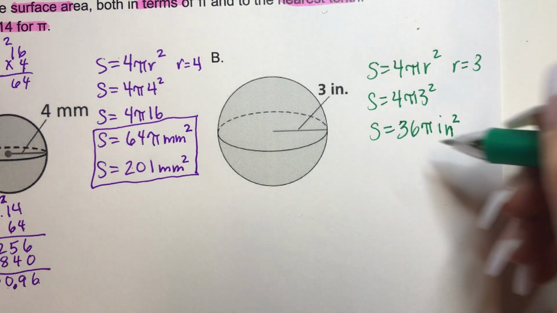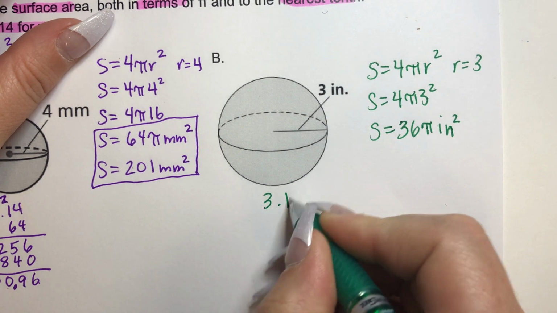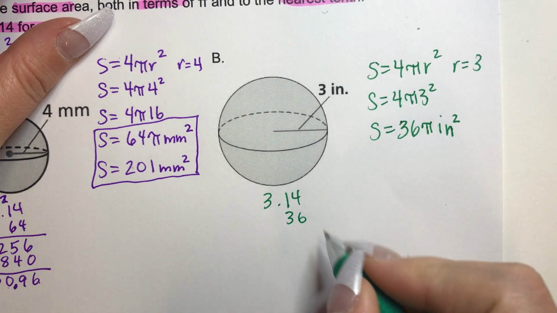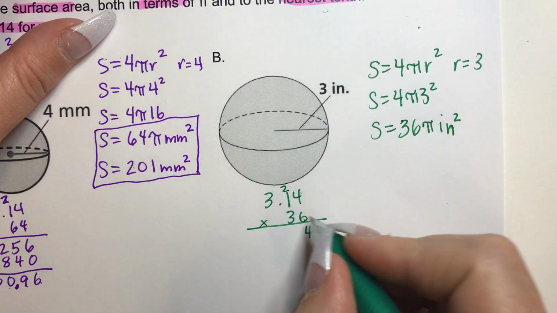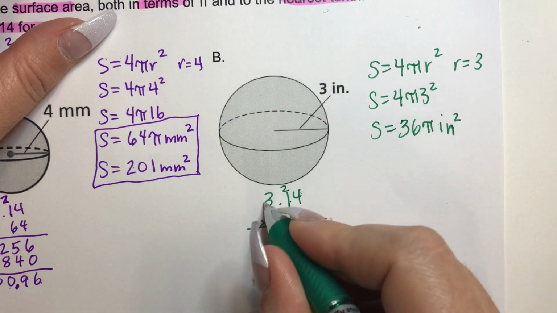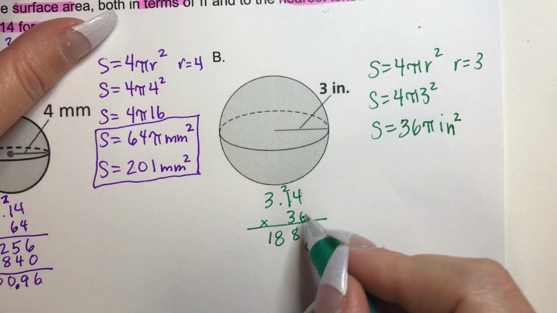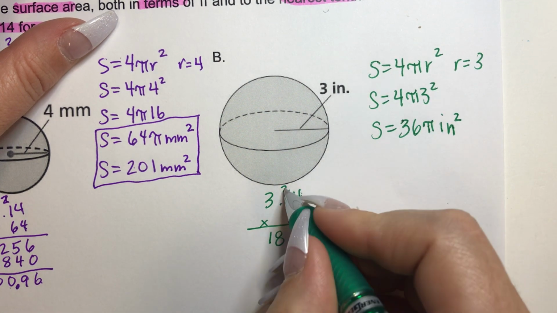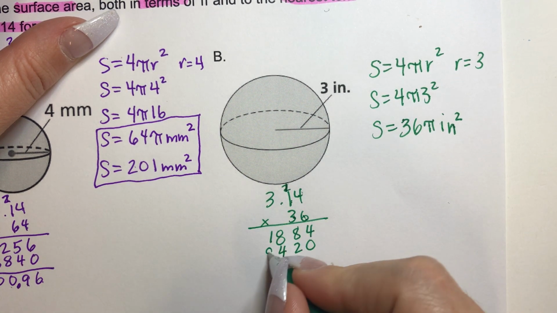So this would be in terms of pi, right? So I've got to stick 3.14 multiplied by 36. 6 times 4 is 24. Write the 4, carry the 2. 6 times 1 is 6 plus 2 is 8. 6 times 3 is 18. Go to the tens place. Got to put a 0 in the ones place. 3 times 4 is 12. Write the 2, carry the 1. 3 times 1 is 3 plus 1 is 4. 3 times 3 is 9.